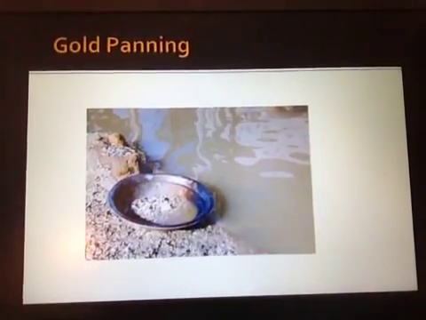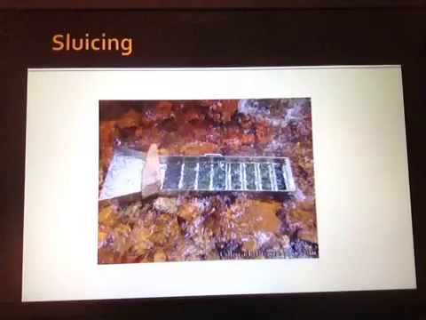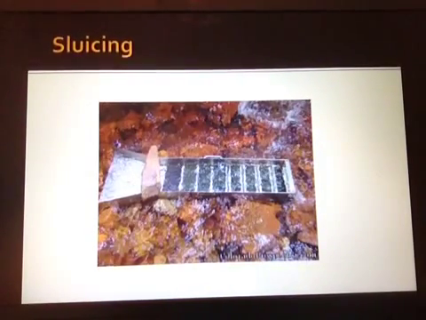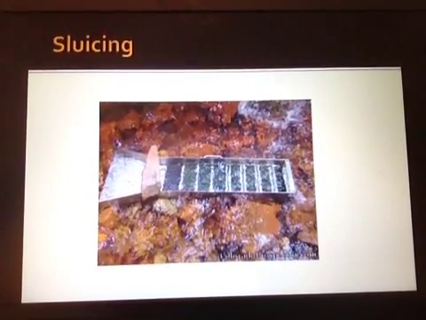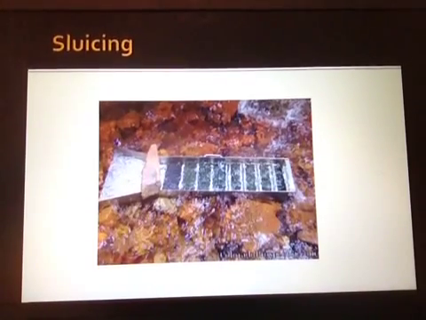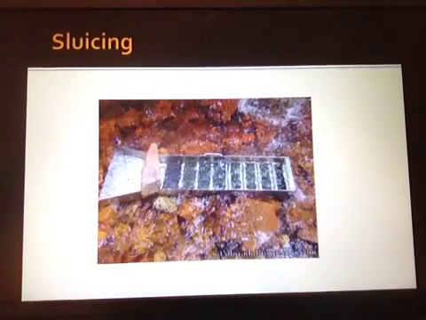This is an example of panning in streams. Sluicing uses something like this. This is kind of like what you would see at the fair when you can get a bag of sand and then set it down in a current, and the current kind of carries off the silt and leaves behind the solid matter.